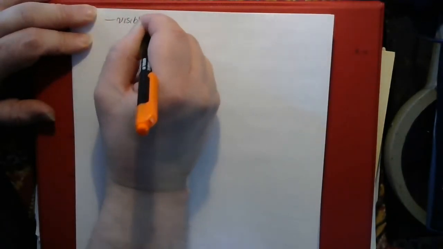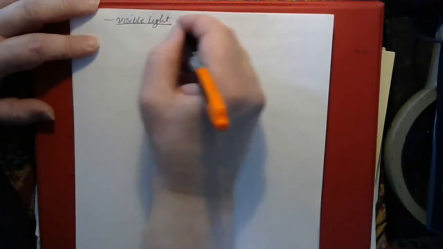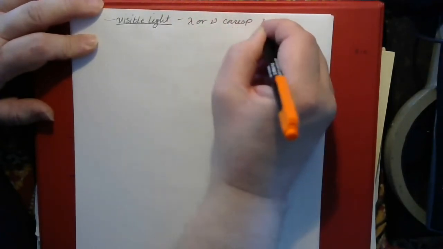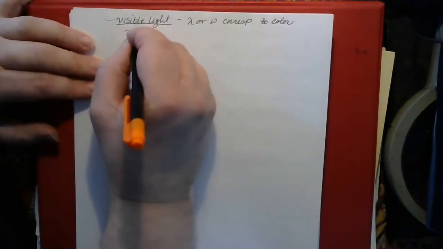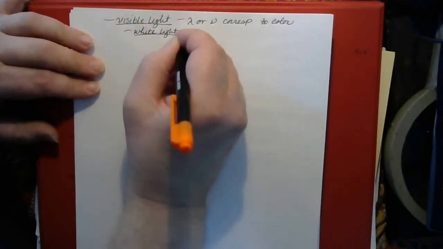For visible light, which is a form of electromagnetic radiation, the wavelength or frequency will correspond to the color that we see. So the colors of visible light are the colors of the rainbow. And you may remember that from high school or whatever: red, orange, yellow, green, blue, indigo, and violet.